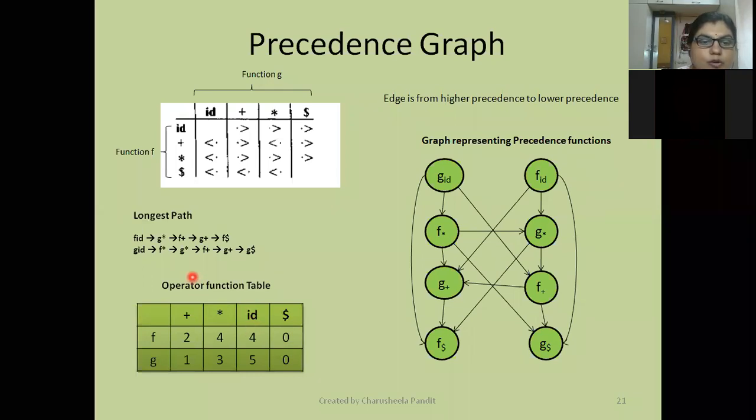Then let's say g of plus. g of plus is in this path. So from g of plus to f of dollar, the path length will be 1. So here you will get the value 1.